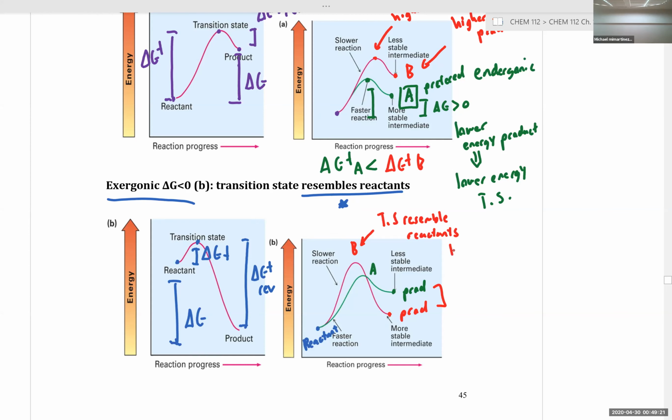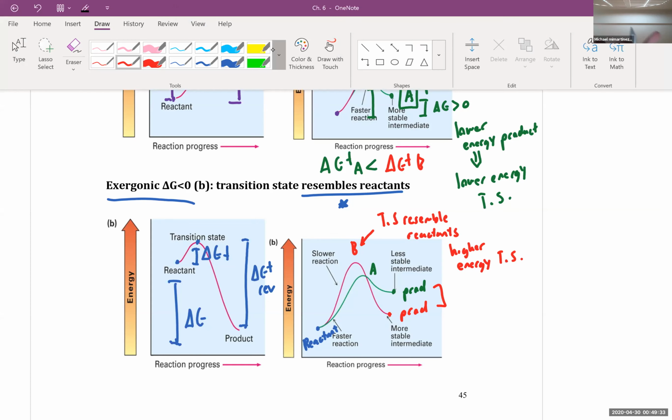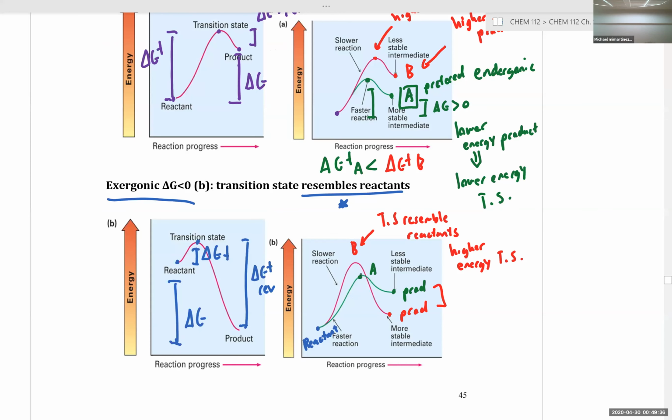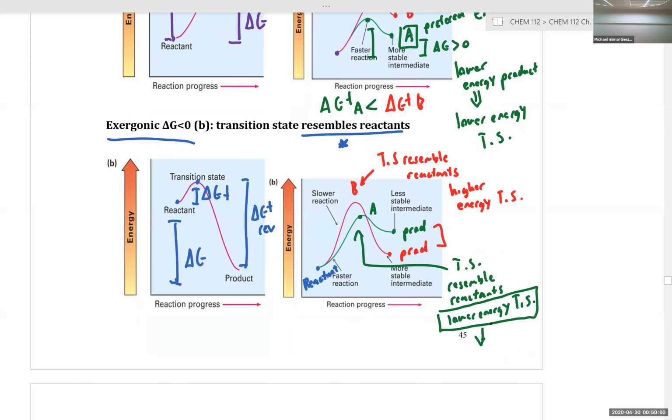And in this case, B has a higher energy transition state. We'll look at a few examples in this category. For pathway A, again, for A, the transition state resembles our reactants, but it's a lower energy transition state. And because A goes through a lower energy transition state, product A is preferred.